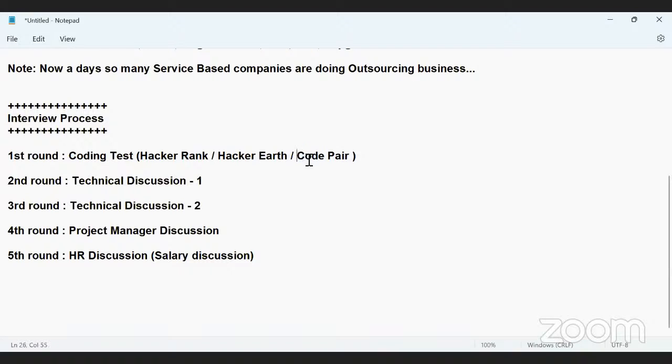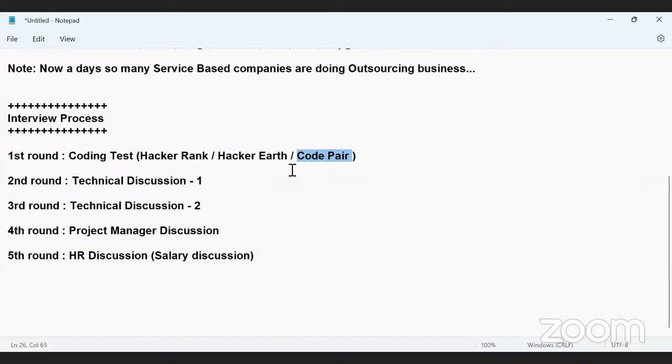CodePair means they directly join you for the interview over a video call. They will give you some program, and you need to write it immediately by sharing your screen. Just like how I am sharing my screen and my notepad and typing the points here, in the same way in the interview they will conduct a virtual interview and ask you to share your screen. They will give one program in the chat and ask you to implement it live. That is called CodePair.